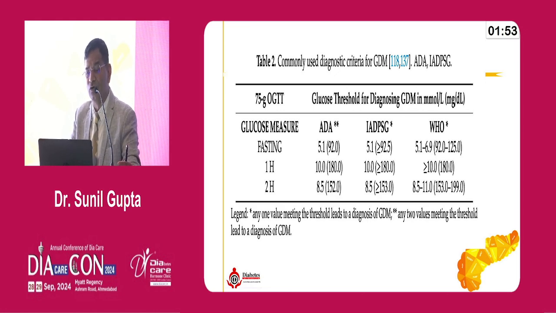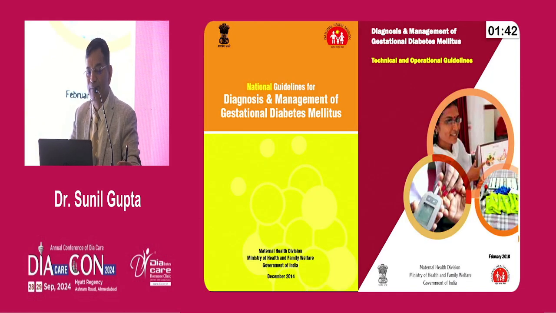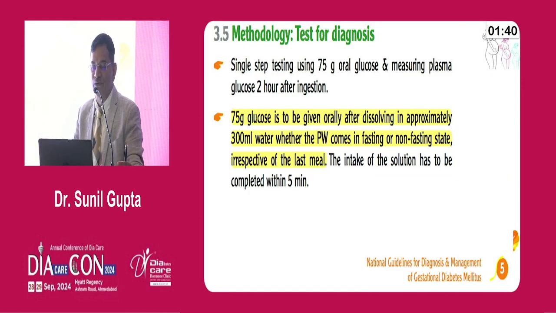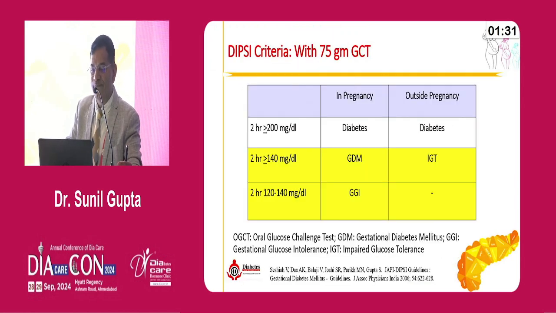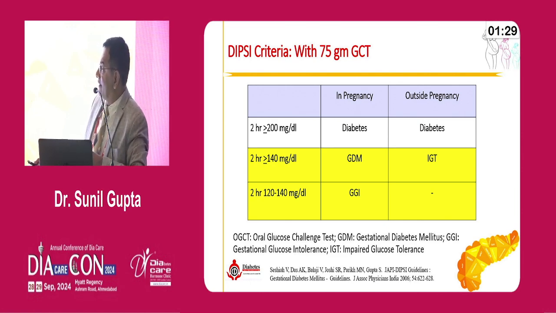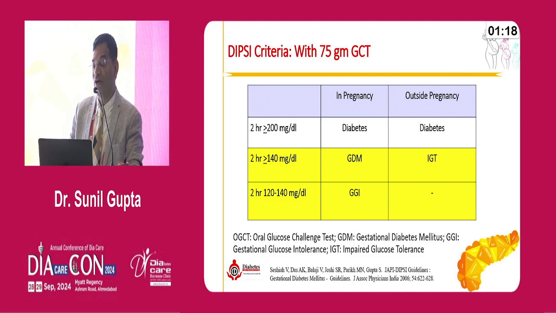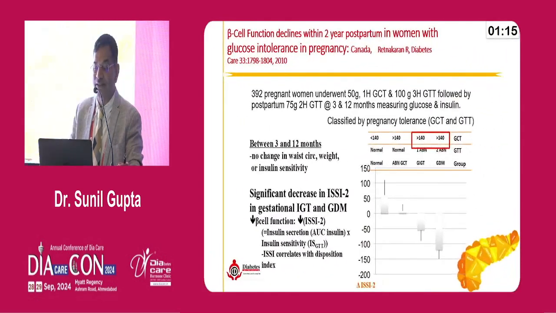Nowadays, ADA also follows the IADPSG guidelines, where fasting more than 92, 1 hour more than 180, or 2 hour more than 153. If any one of them is positive, they call it GDM. Government of India guidelines say 75 gram glucose can be given whether the woman is fasting or non-fasting, and get a 2 hour test. If it is more than 140, you call it GDM. But you also have another category by DIPSI, but not by Government of India guidelines, that someone crossing 120 and remaining below 140 can be called GGI, gestational glucose intolerance, borderline cases. Even they need to be treated.